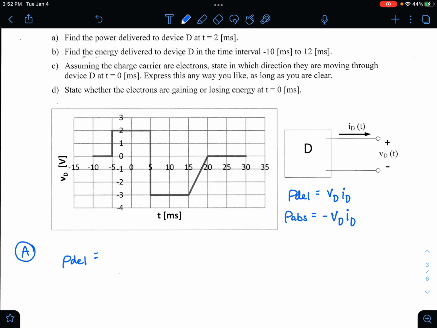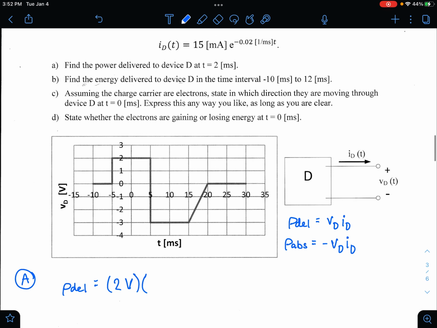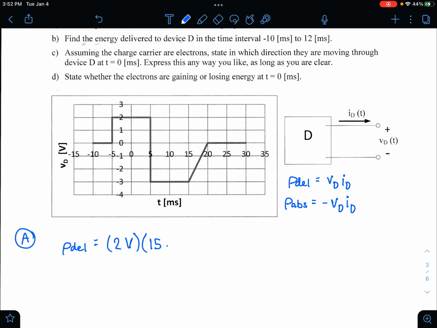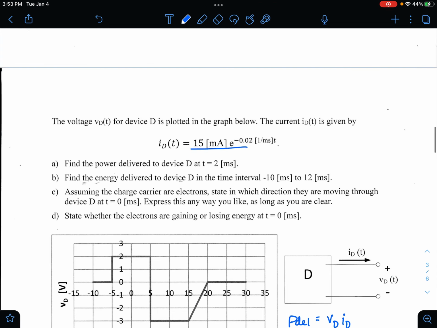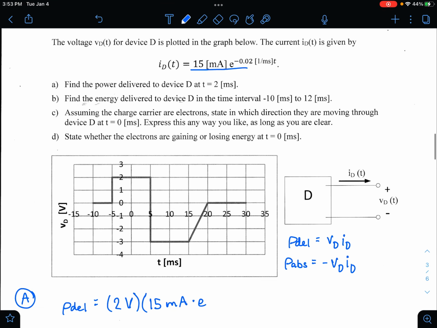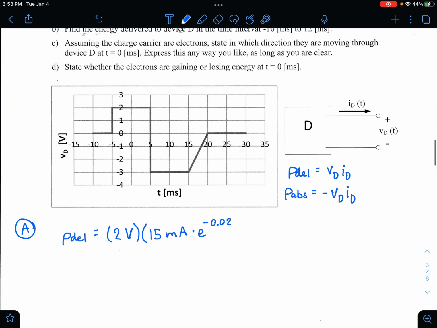Power delivered equals VD, which is at 2 milliseconds. VD for us is going to equal 2 volts from the graph. And ID is going to equal this formula that they gave us. So 15 milliamps times e to the minus 0.02 times t.